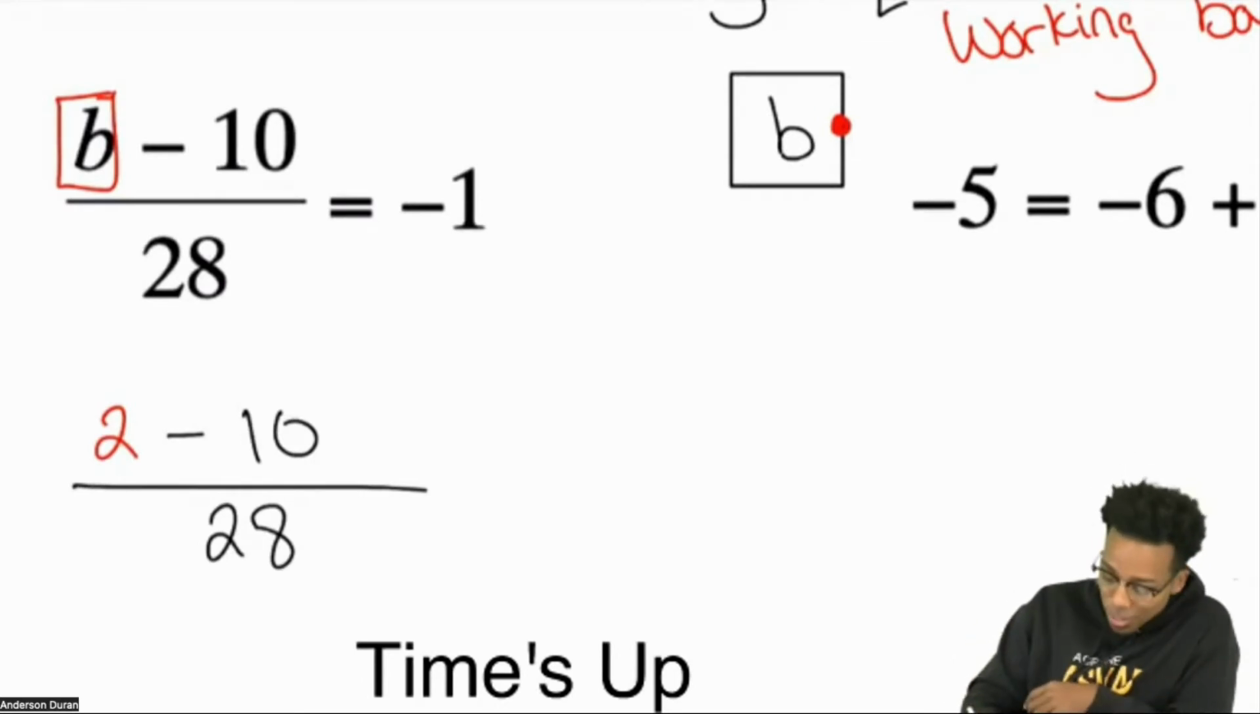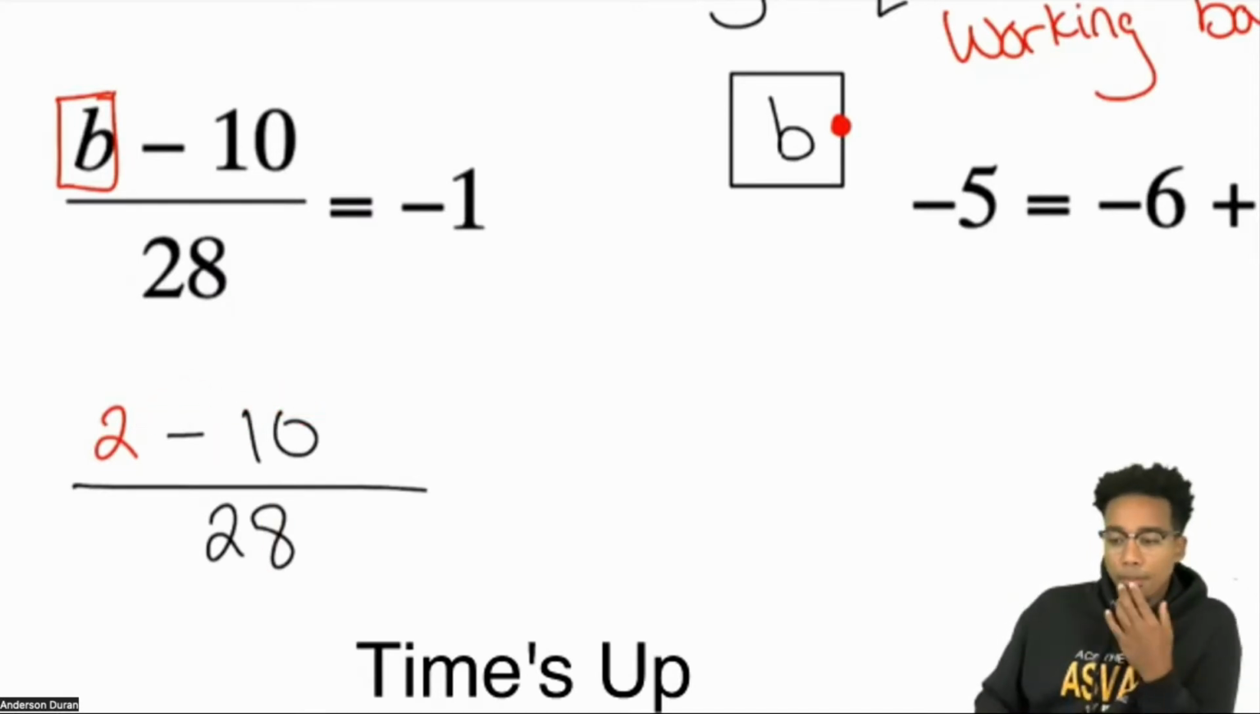But if I knew whatever B was, everybody, what should I do first? Should I subtract 10, divide 28? Which one should I do first? What should I do first? Okay, so the majority of us are saying subtract 10, and that is true.